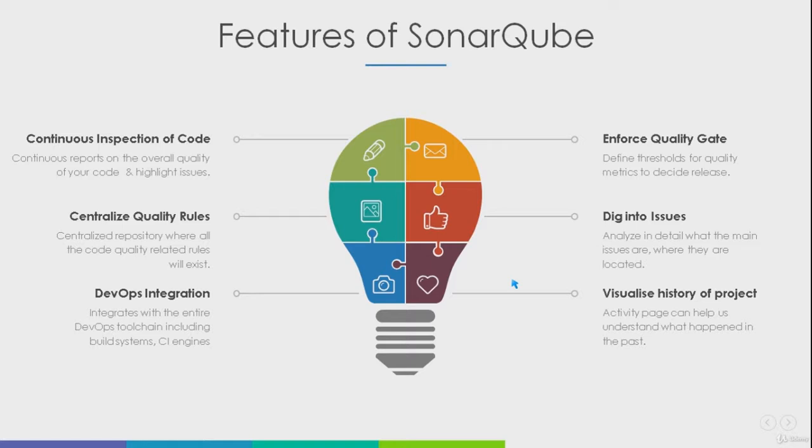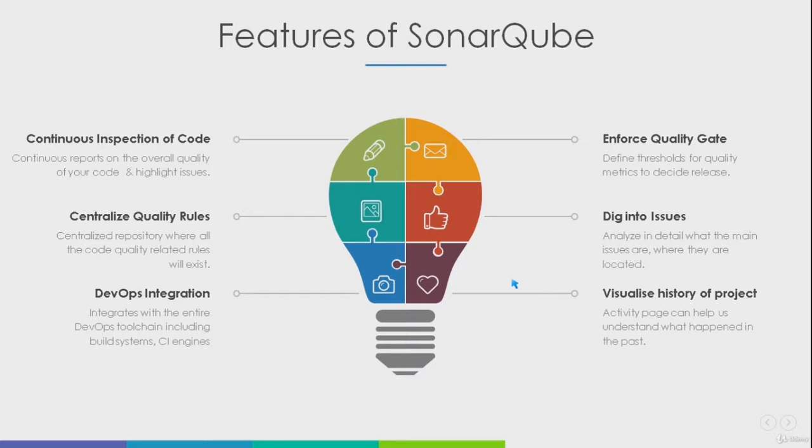Centralizing the quality rules. SonarQube can serve as a centralized repository where all the code quality related rules for your organization can exist and act as a tool gate for an application promotion or release. The third thing is the DevOps integration. SonarQube integrates with the entire DevOps toolchain, including build systems, CI engines, and promotion pipelines.